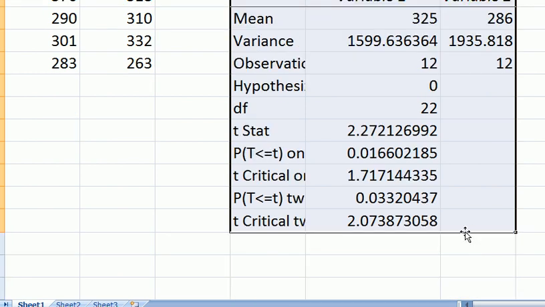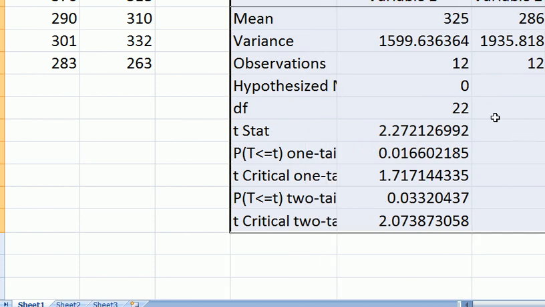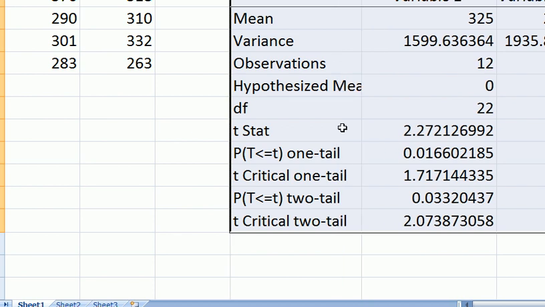Now, the number of observations is 12 in each case. We had a hypothesized difference of 0. That's what it's working on. The t-stat, if we calculated that by hand, which would be x bar 1 minus x bar 2 divided by the standard error, would be 2.27. Now we're interested in a two-tailed test because we are interested to see whether or not they are the same or not the same, not greater than, so that's a two-tailed test. And we find a p-value of 0.033.